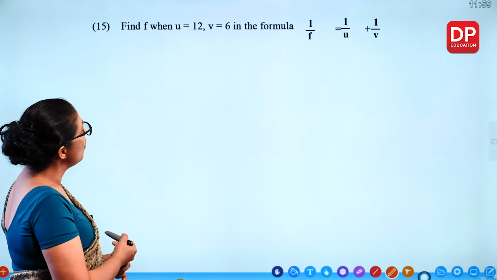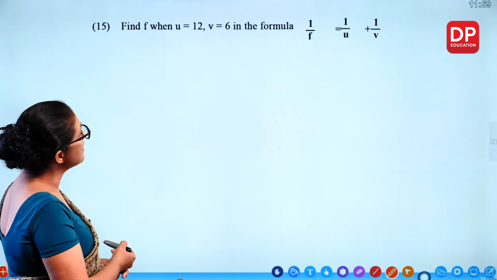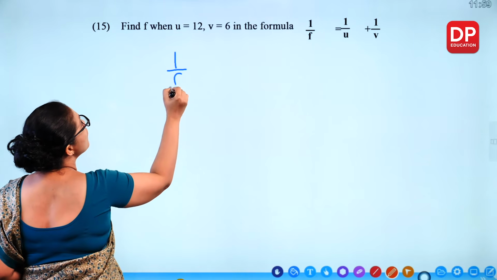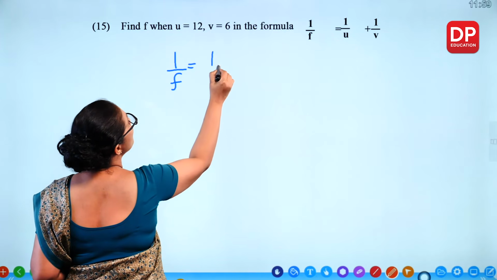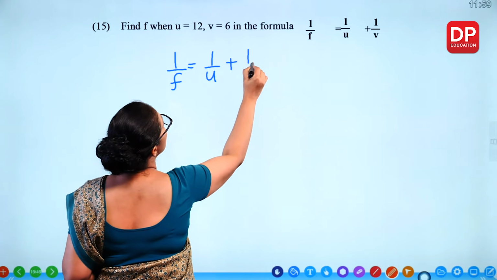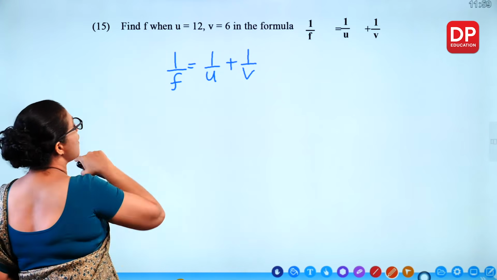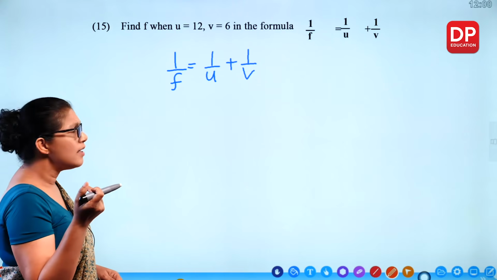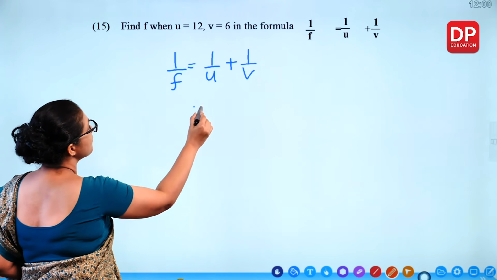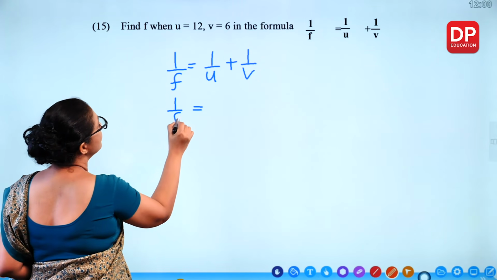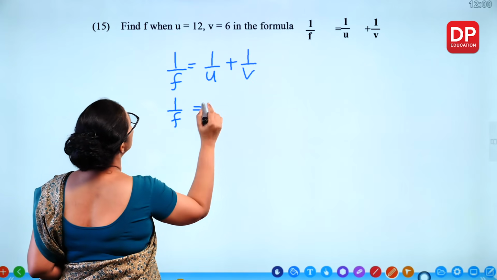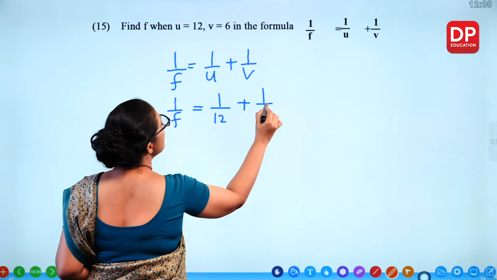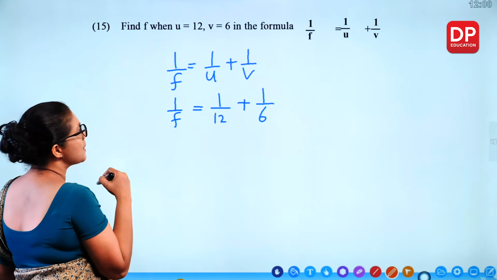Find F when U equals 12, V equals 6 in the formula 1 over F equals 1 over U plus 1 over V. You need to find out F. So it's better to find 1 over F and take the reciprocal. So 1 over F is 1 over U, 1 over 12, plus 1 over V, that's 1 over 6.